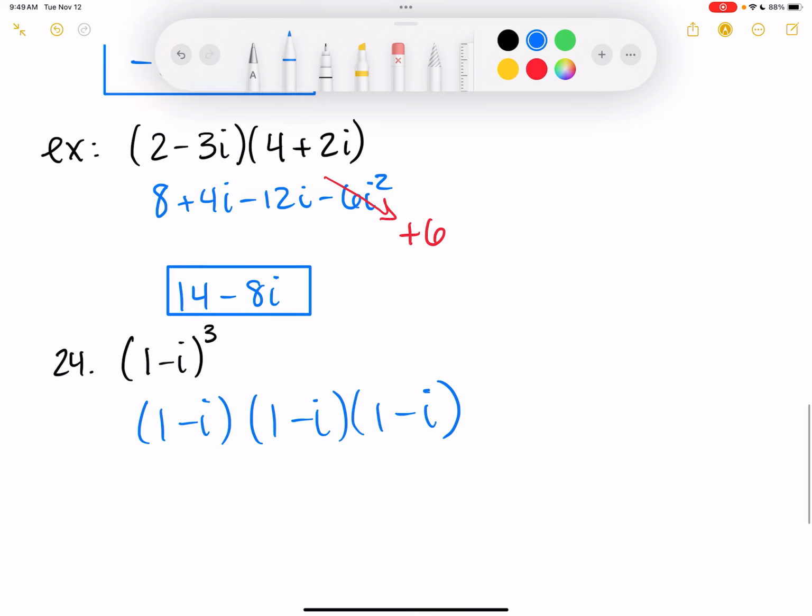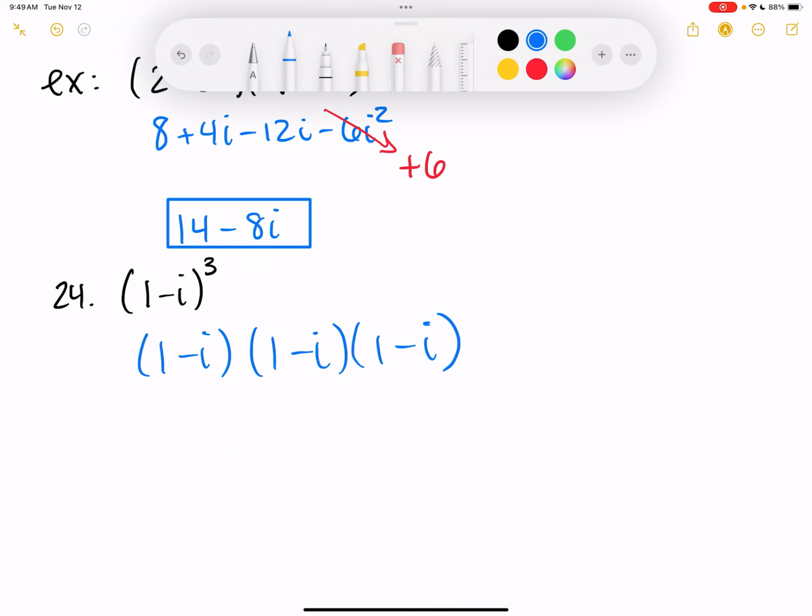Now, 1 minus i times 1 minus i is what? It's a perfect square trinomial, so what that does is, when we multiply it out, first we get 1 squared.